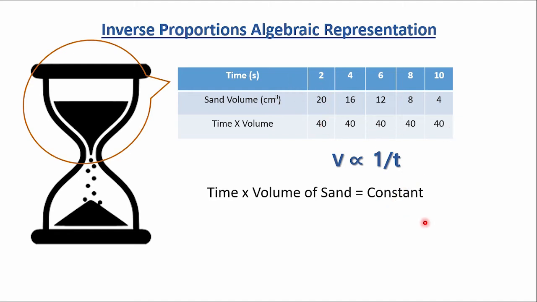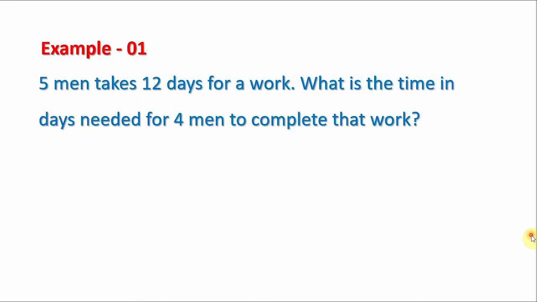That means constant. So algebraically we can note down, if you consider time as x and the variable sand volume as y, then if you multiply these two, you get the same constant value. This is how we can algebraically represent this inversely proportional relationship. We are going to use this idea further in the next examples. I'll explain how to apply this idea.